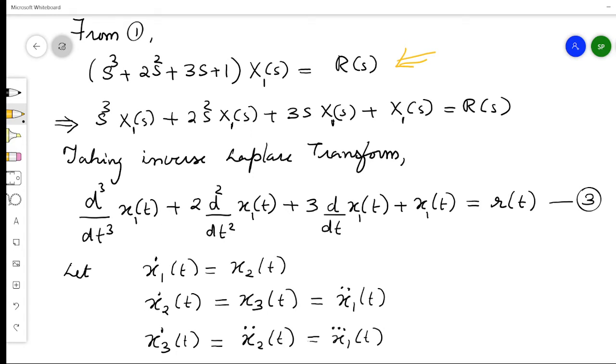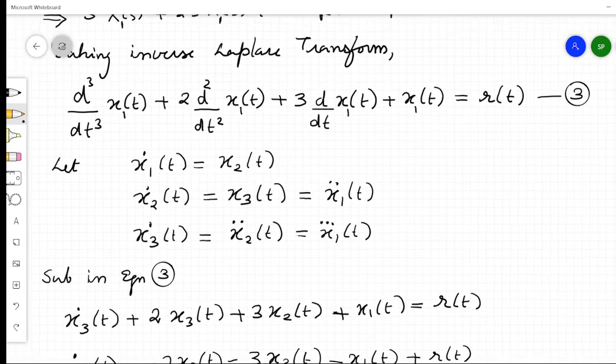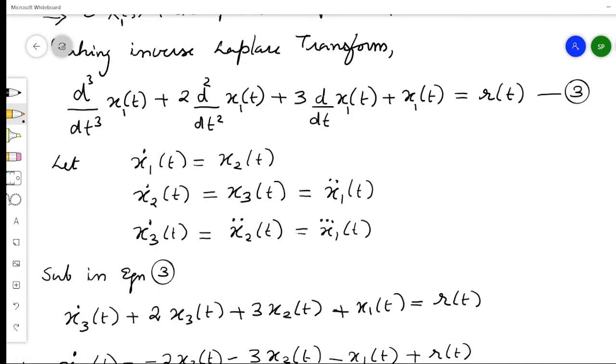Now we know that a state model is a combination of the state equation and the output equation. The state equation is of this form: x dot = Ax(t) + Bu(t), and y = Cx(t) + Du(t) is the output equation.